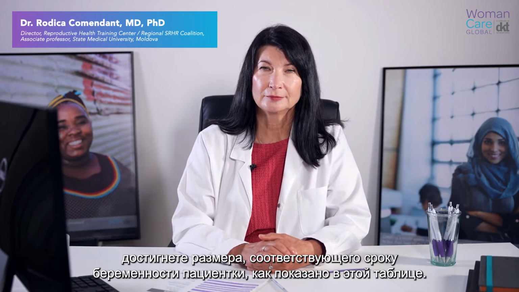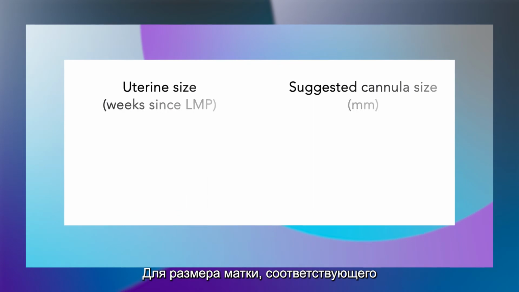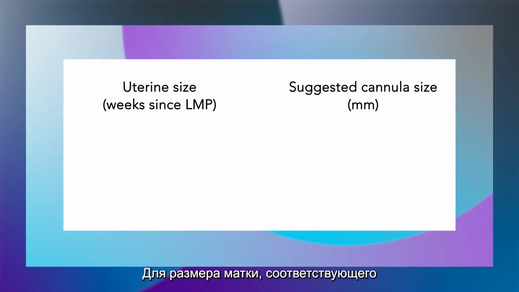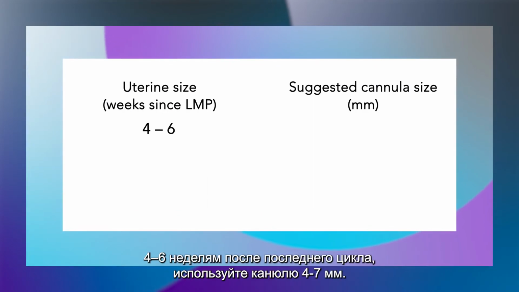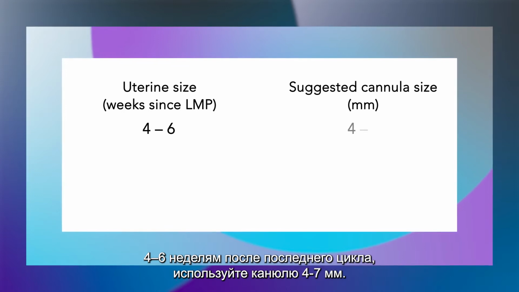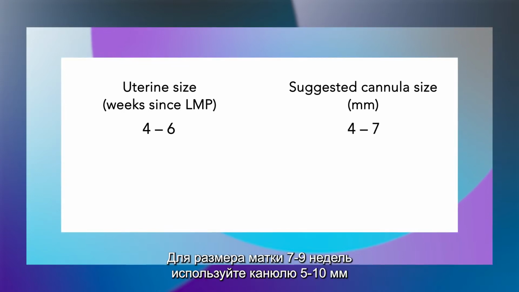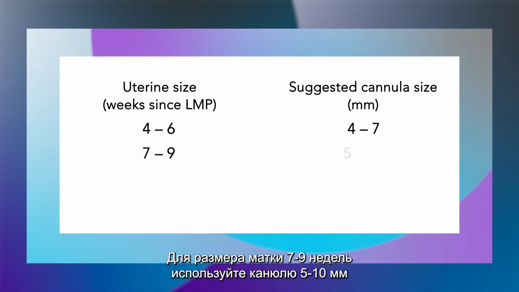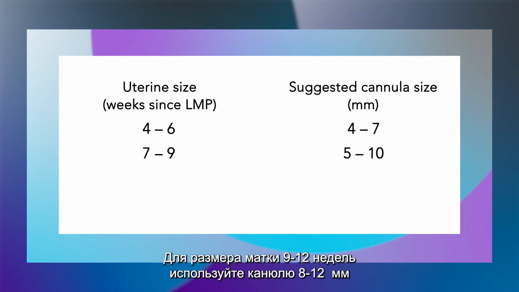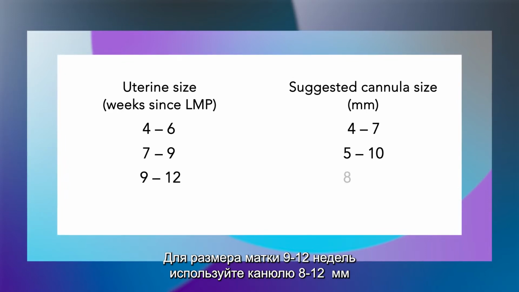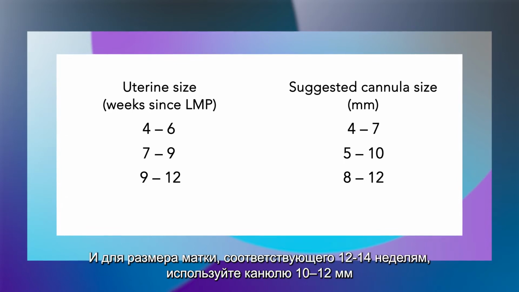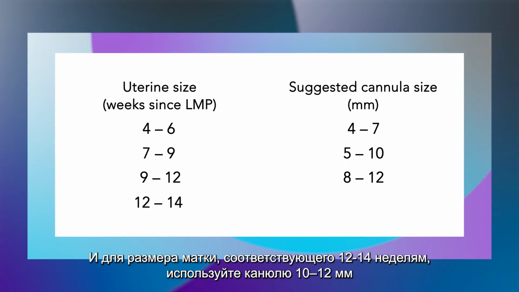For the uterine size, which corresponds to 4 to 6 weeks since LMP, you can use cannula size 4 to 7. For the uterine size 7 to 9 weeks, you can use cannula size 5 to 10. For the uterine size 9 to 12 weeks, you can use cannula size 8 to 12. And for uterine size corresponding to 12 to 14 weeks, you can use cannula size 10 to 12.